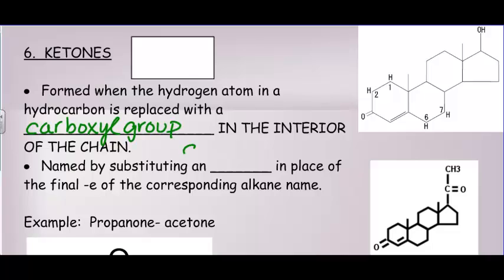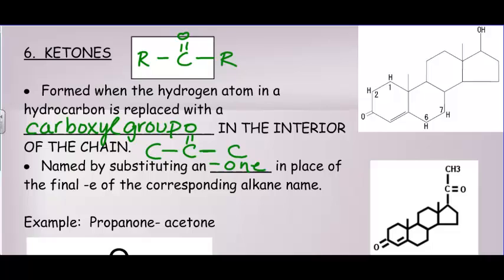So they also have the C double bonded to O, but it's not on an end carbon. It's in the middle of the chain, okay? That carboxyl group is in the middle of the chain. Ketones are named like an alkane, but you drop the E and add O-N-E in the name. You will need a number if there's more than 4 carbons. You would indicate what carbon it's on with a number.